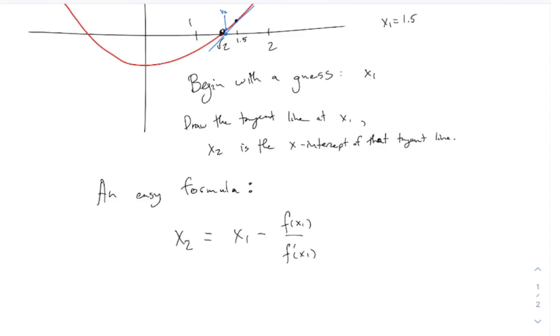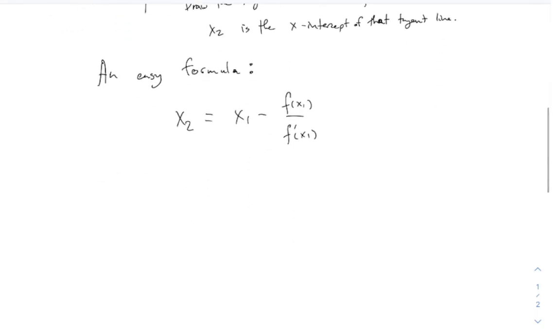x2 is x1 minus that fraction, f of x1 divided by f prime of x1. You have to go through a bunch of geometry to get there, but eventually everything simplifies down, and you end up with this very nice looking simple formula for x2 in terms of x1. Now, if you want to go to x3, you just do the same formula using x2 in place of x1.